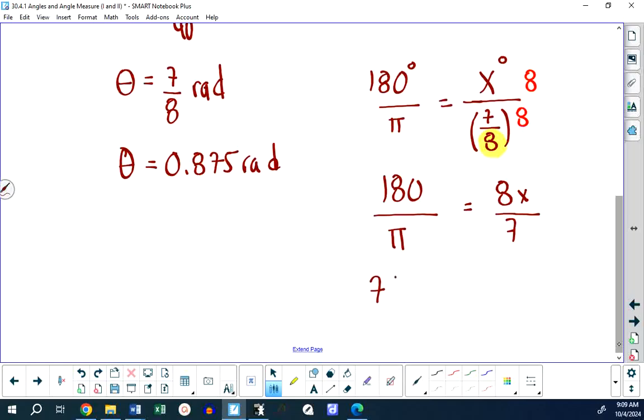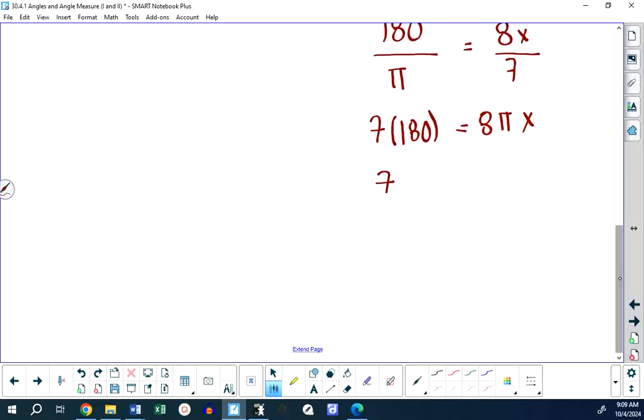You get 7 times 180 equals 8 pi x. So I'm going to divide both sides by 8 pi. So I have 7 times 180 divided by 8 pi. And this is equal to x. This is going to be the angle in degrees.